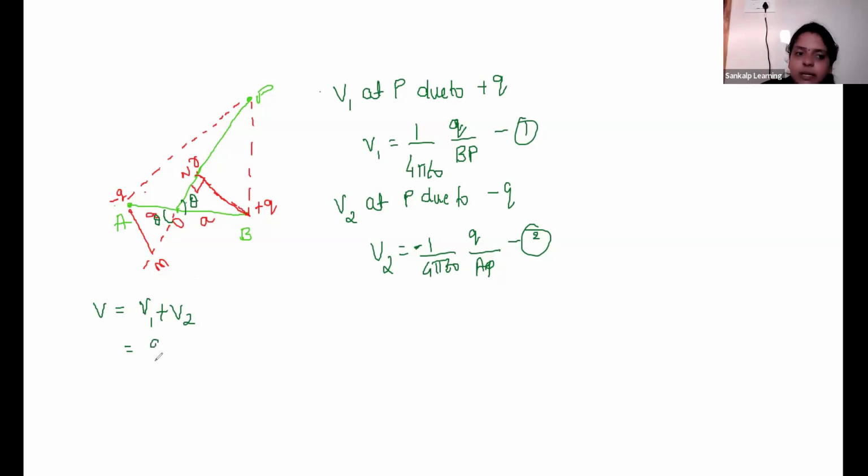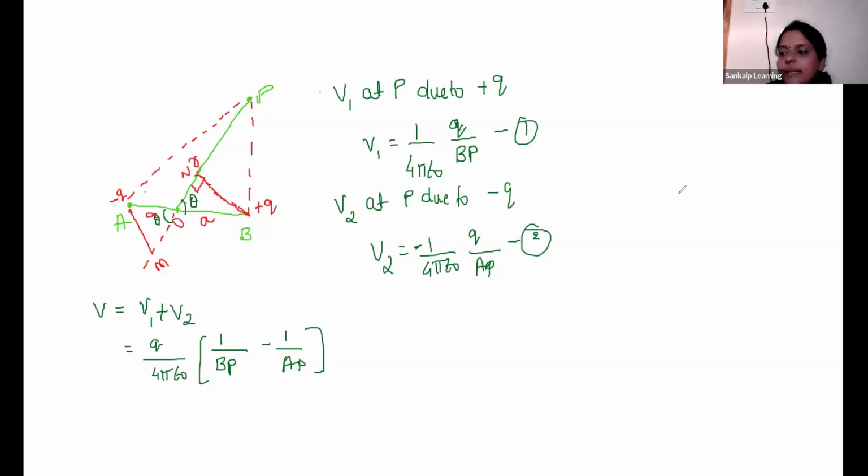Q upon 4 pi epsilon naught is common. Inside the bracket we have 1/BP minus 1/AP, right? So Q upon 4 pi epsilon naught times (1/BP minus 1/AP). Correct? So the BP and AP values are not given in the figure. Therefore, we need to find out the values of BP and AP. If we do one, the other will be the same.